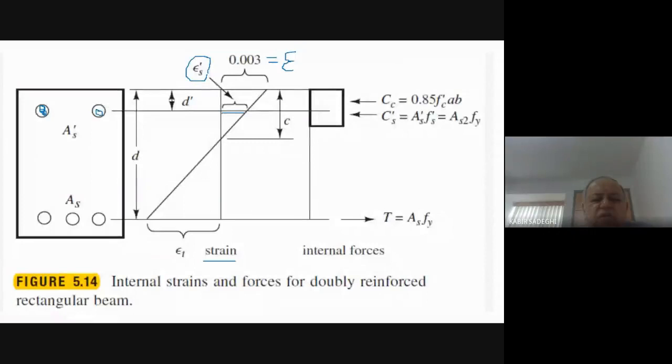You know, strain is always linear, at least we assume that. At the extreme fiber we have the ultimate strain, which we call epsilon u, and according to the ACI code it is 3/1000, or 0.003. Now, considering the location of the neutral axis, C is from the neutral axis up to the extreme fiber of compressive concrete at the top.